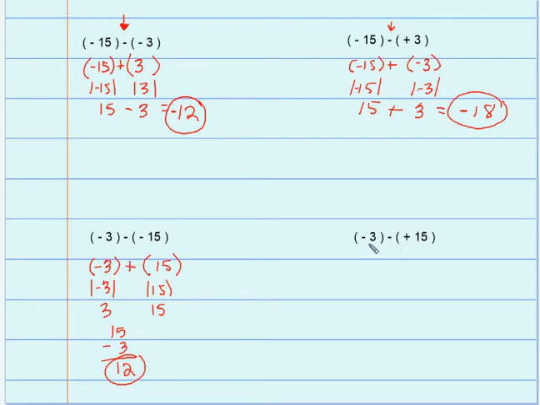Last example, negative 3 minus a positive 15. Negative 3, add the opposite, and let's see, we are adding the same sign, so we again find the absolute value. 3 and 15, and we have to add those together since they were the same sign, giving us 18. And what sign were they? They were negative.